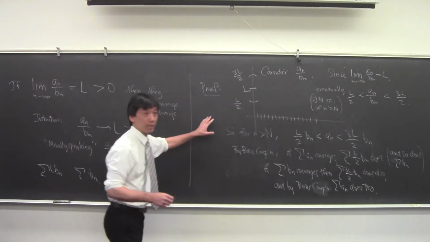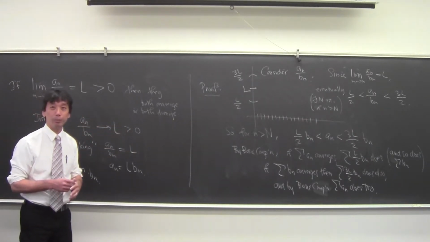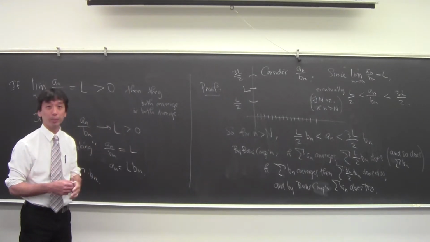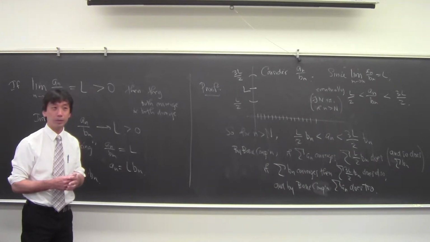Okay, so I hope everybody sees how limit comparison follows from basic comparison, right? You use basic comparison to get limit comparison. Any questions?